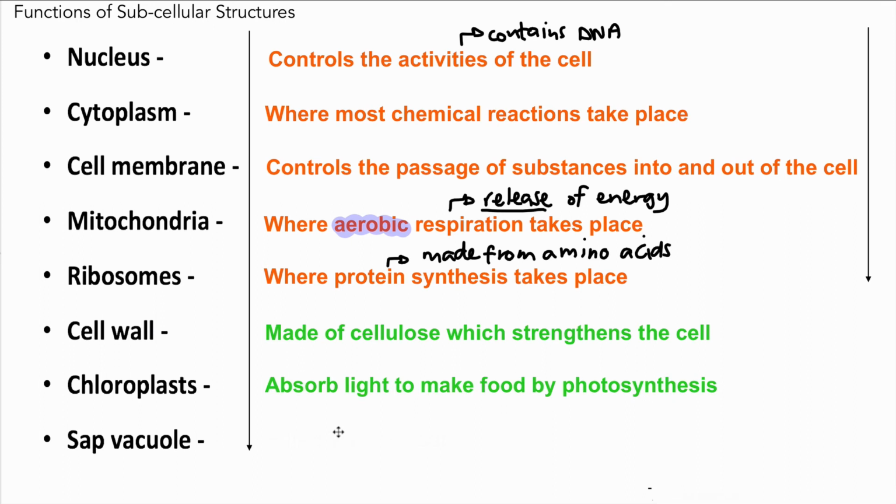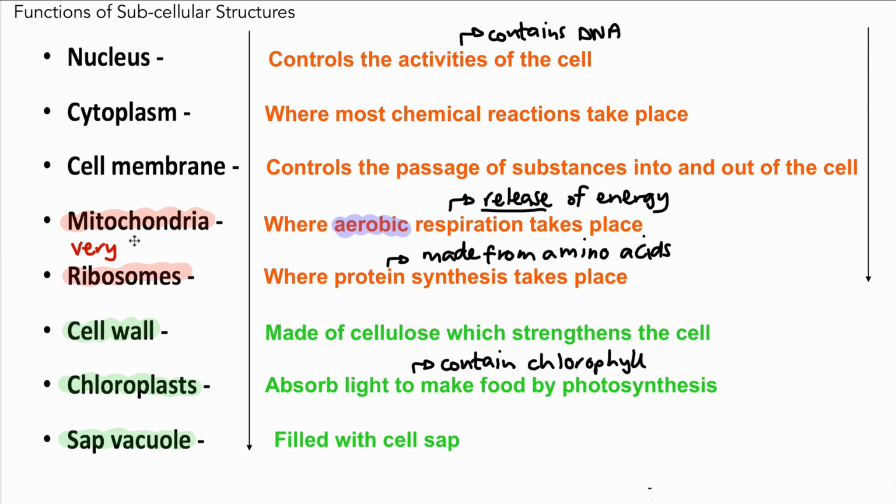And the next three parts are all to do with plants. The chemical that the chloroplast contains is called chlorophyll, and the sap vacuole is filled with cell sap. So the last three at the bottom there, remember, these are plant cells only, and these two were different in that they were very, very small compared to the other subcellular structures.